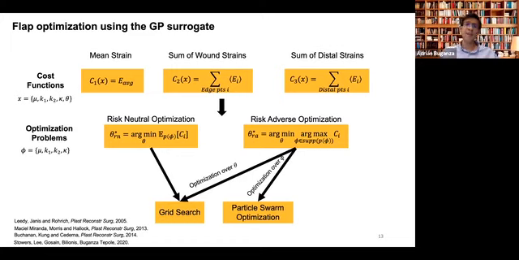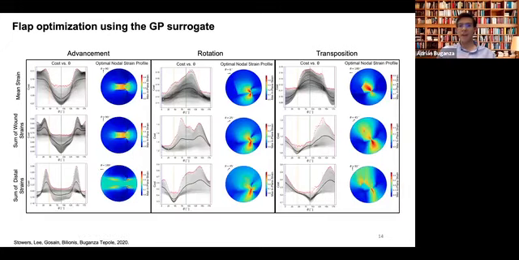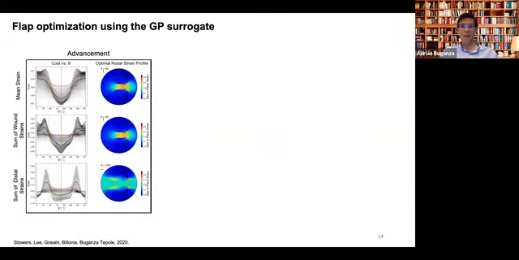And then in terms of the actual optimization, we use either grid search or particle swarm optimization. And as you can see, grid search or particle swarm basically relies on just the ability to sample the function as many times as you need. These are the results. This is a lot of information. So let me focus on the advancement flap.